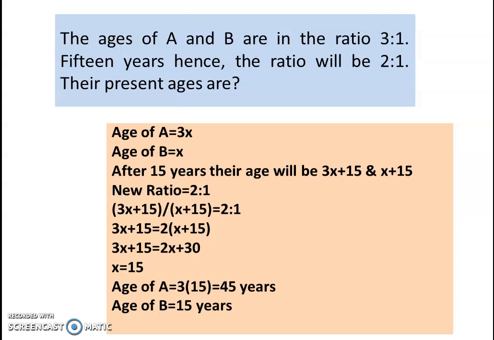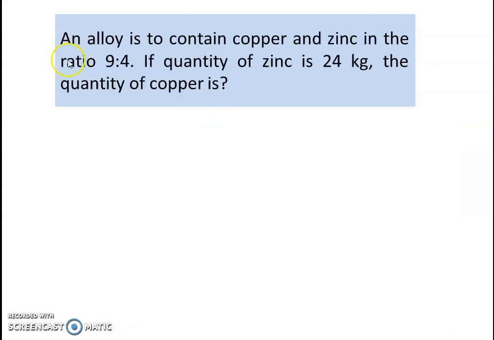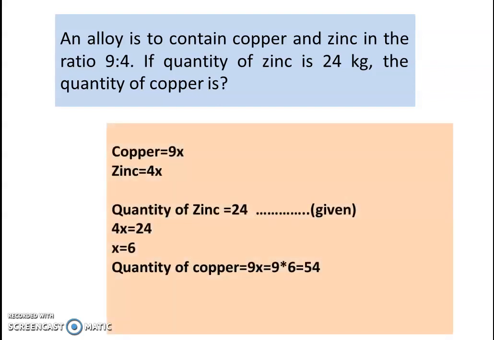Now let's solve next question. An alloy is to contain copper and zinc in the ratio 9:4. If quantity of zinc is 24 kg, the quantity of copper is... So in this case ratio is 9:4. We can write quantity of copper 9x and quantity of zinc 4x.